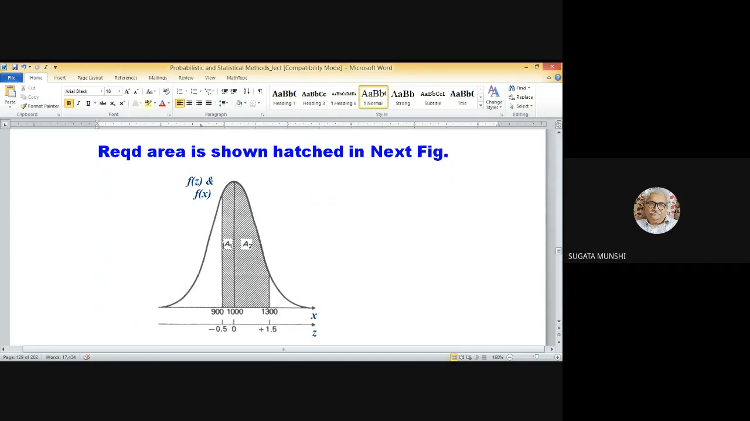Split it up into two parts, A1 and A2. A1 is the shaded area to the left of z equal to 0, and A2 is the shaded area to the right of z equal to 0. How will you find out A1? And how will you find out A2?